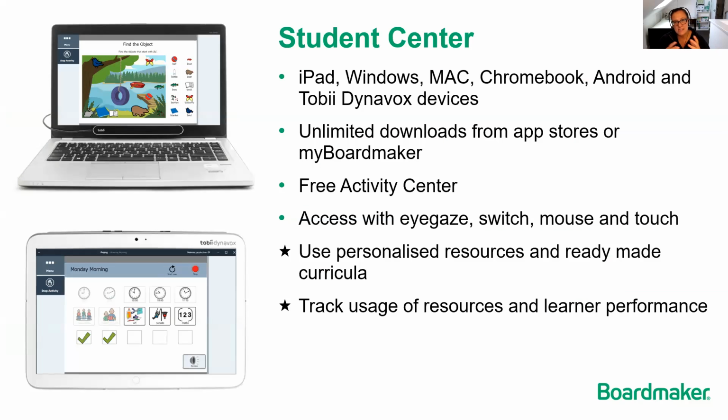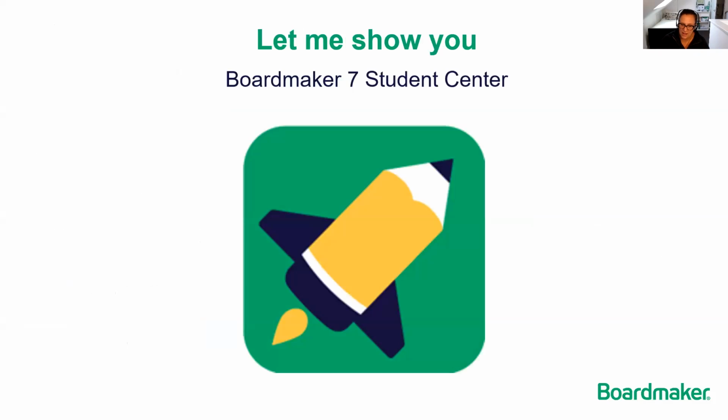So this Student Center, it's a separate app from the editor that I just showed you, it has unlimited installations. You can put it on iPads, Windows, Mac, Chromebook, Android, and it comes pre-installed on Tobii Dynavox dedicated devices. You can put it on as many computers as you like. And part of your Boardmaker 7 subscription is making student accounts. So you make these student accounts and then you assign the work that you've created and they can access them using eye gaze, switch, mouse, or touch. And I can then track how they're doing and how they're performing with it. So what I'd like to do is go back and show you how exactly that works. And if there are any questions, please do feel free to ask them right now in the chat.